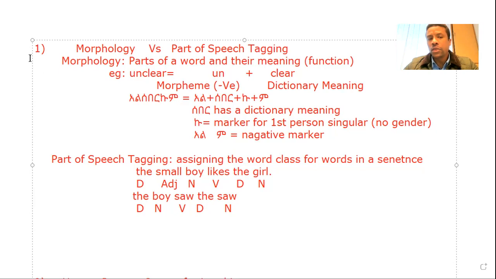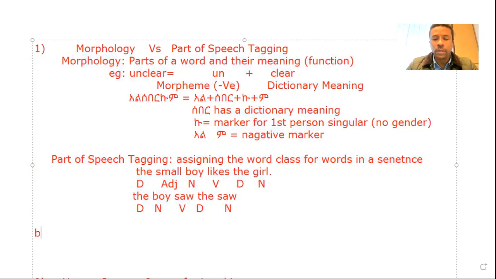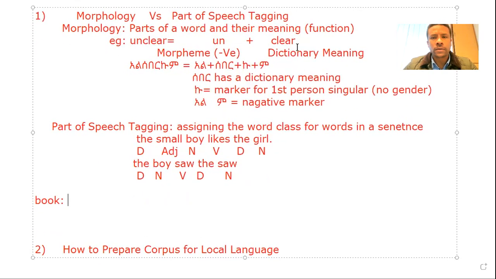So as you can see, the two concepts are quite different. Morphology is concerned with analyzing a single word and the parts that it has, whereas part of speech tagging works at a sentence level. Mind you, part of speech tagging for a single word is not going to be meaningful as such, because if you find the word, for example, book, what do you do? What is the part of speech of book? Anyone? David? Noun. It's a noun, right?